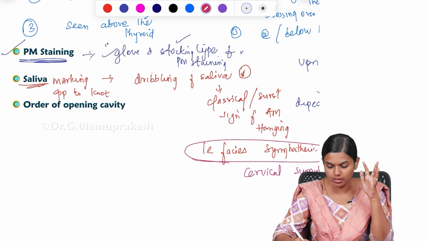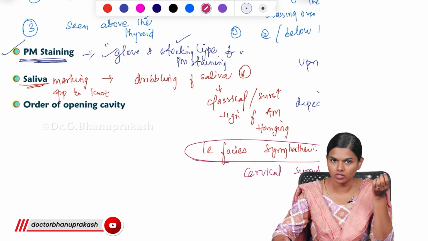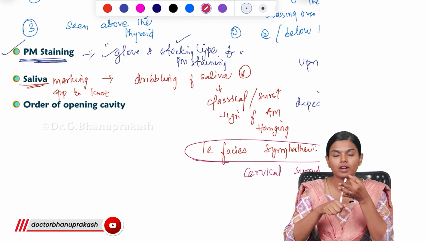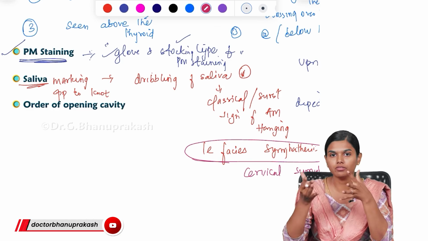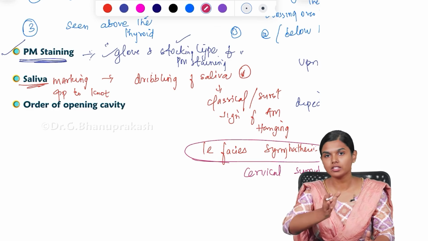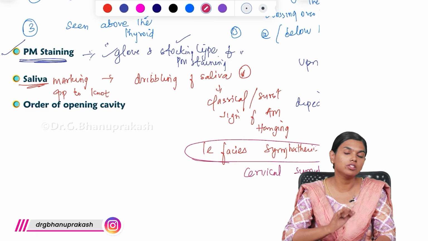So, this leaf faces sympathetic is also one important feature that is frequently asked. So, you have dribbling of saliva, leaf faces sympathetic, Tardieu spot. These are very, very specific features that we see in case of hanging. So, these are the external features that we usually see in case of hanging, and the ligature mark is very, very important.